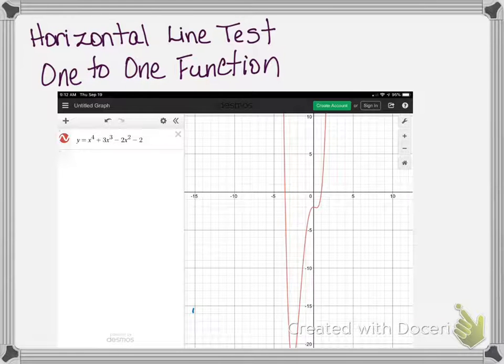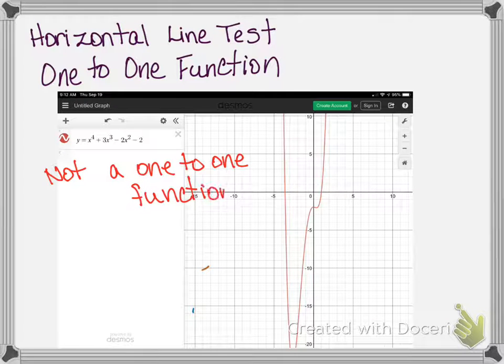The vertical line test tells us if something is a function. The horizontal line test tells us if its inverse is a function. This does not pass the horizontal line test. So what that means is this is not a one-to-one function, and it means its inverse is not a function.